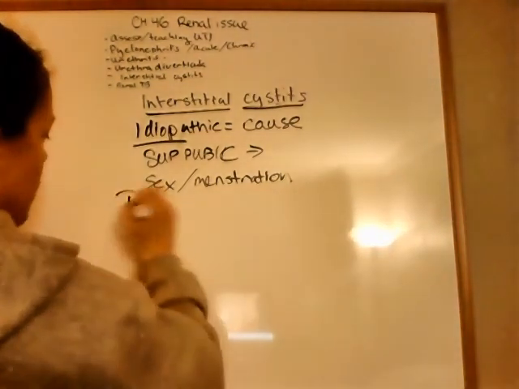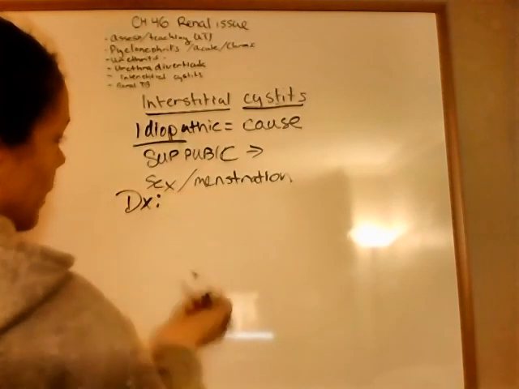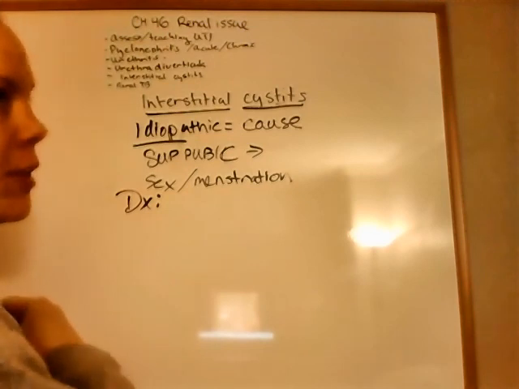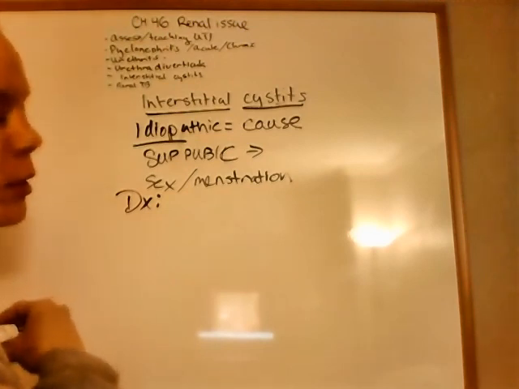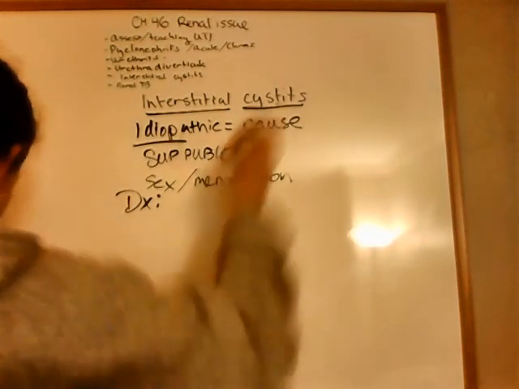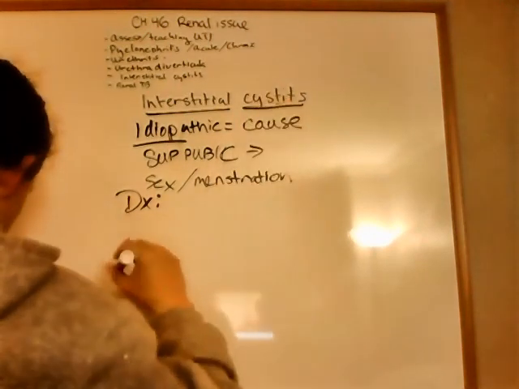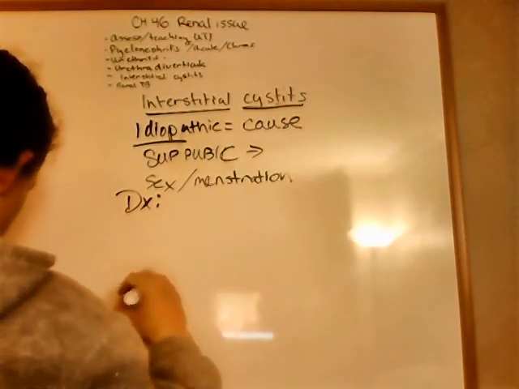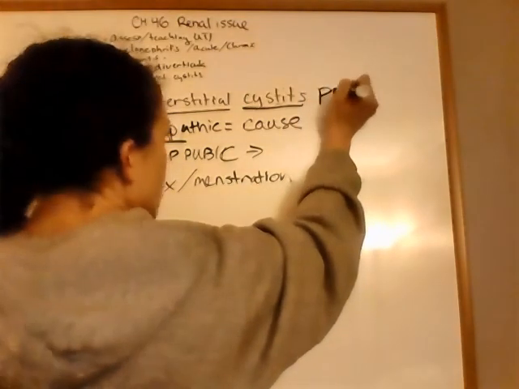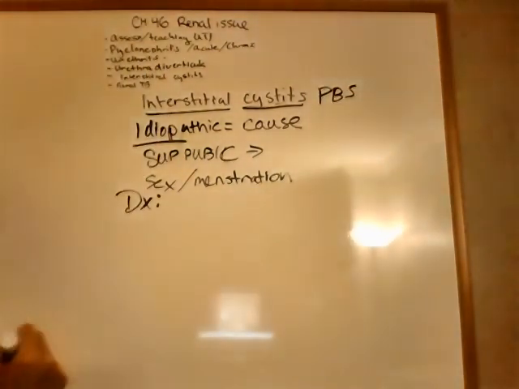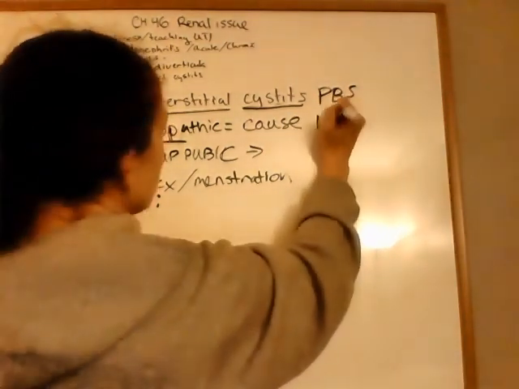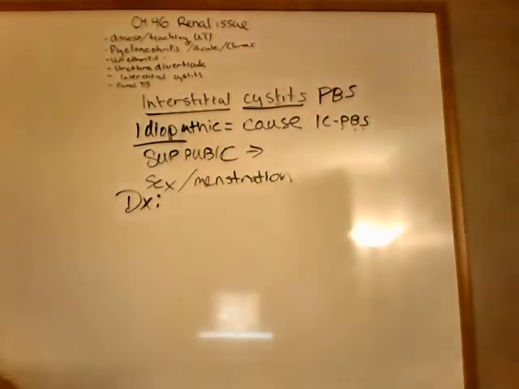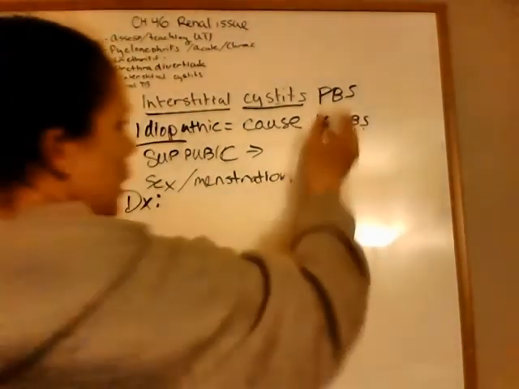So when we go to diagnosis, again, we're testing and we can't find a cause. This is something that is diagnosed by process of elimination. So when we've eliminated all other possibilities, this is what you have. And the abbreviation for this is actually right up here somewhere. I'm not finding it. Oh, PBS. Painful bladder syndrome, or ICPBS. That's the other name it goes by.